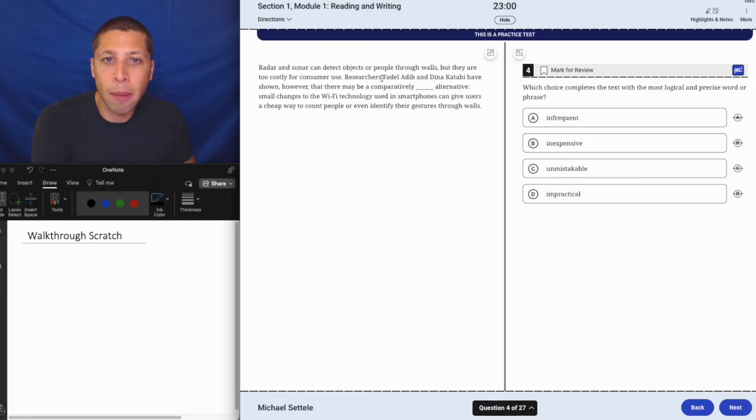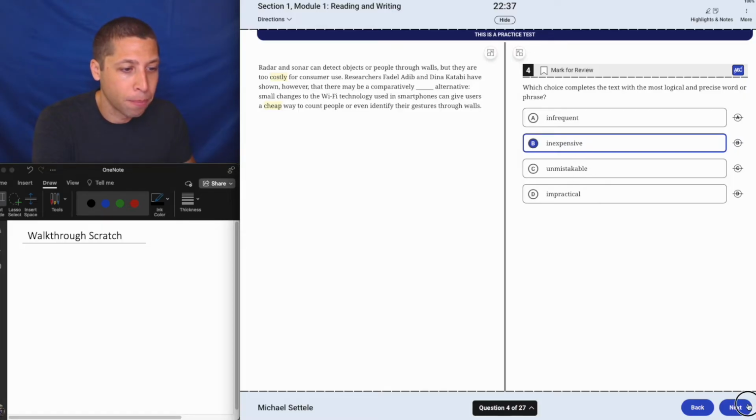Radar and sonar can detect objects or people through walls, but they are too costly for consumer use. Researchers have shown, however, that there may be a comparatively cheap, right? Because it's the opposite of costly. So there you go. Alternative, so inexpensive. Yeah, small changes to the Wi-Fi technologies and smartphones can give users the cheap way. Yeah, it says cheap right here too. Count or even identify the gestures through the wall.